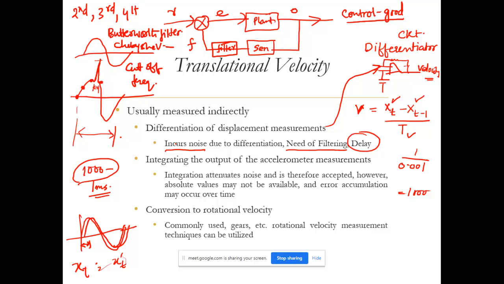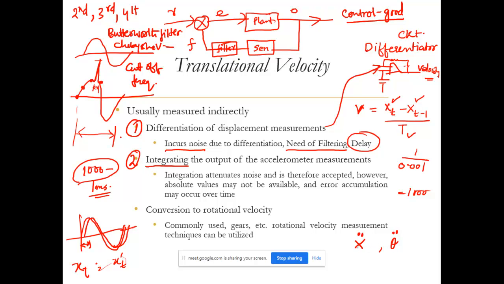ठीक है। Second option for us is, let's say, is the integration of the output of the accelerometer. So we have accelerometers which directly measure the acceleration of the body to which it is connected to. So the accelerometers give an output in the form of a voltage which is proportional to the acceleration of that body. So once we have got the acceleration, we can always integrate the acceleration, because acceleration is nothing but x double dot, let's say, or you can say theta double dot. This is the second order derivative of the position signal.